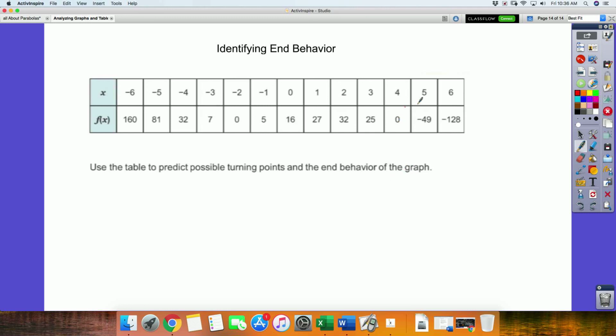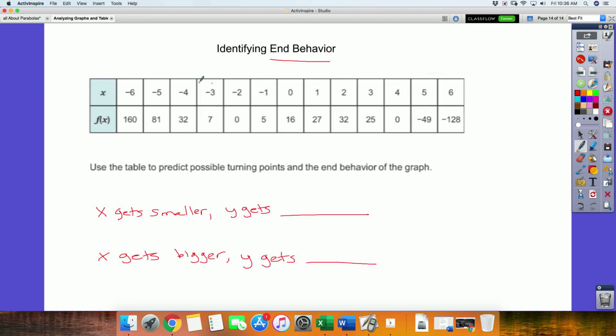And then the last thing that this section is going to want you to be able to do is do that end behavior again. So basically that means when the x is getting smaller, as the x gets smaller, what does the y do? And as x gets bigger, what does the y do? So if I look, here's my x's. I see they're getting smaller. So we know we're going to -infinity because it's getting smaller.